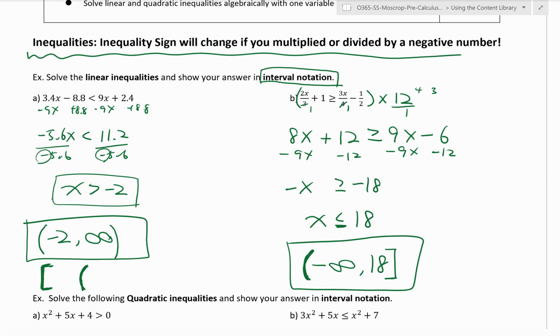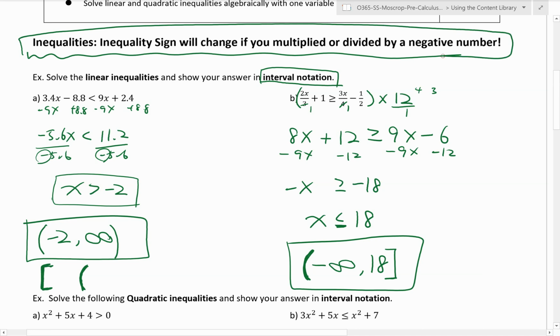Okay, so that's how you solve linear inequalities. You basically solve it like you would linear equations, except with an inequality sign. Again, this is what you need to keep in mind: if you're multiplying or dividing by a negative number, you need to flip the inequality sign.